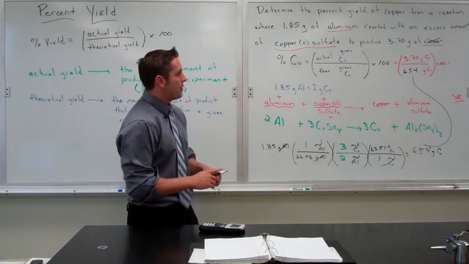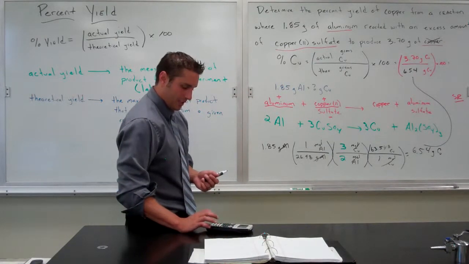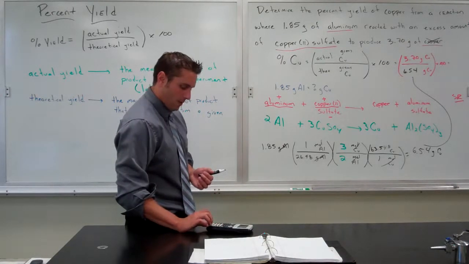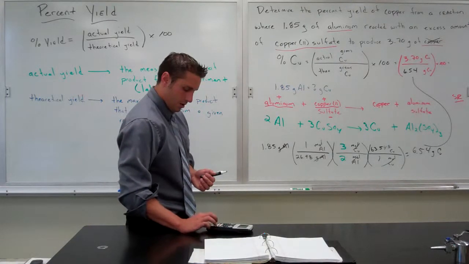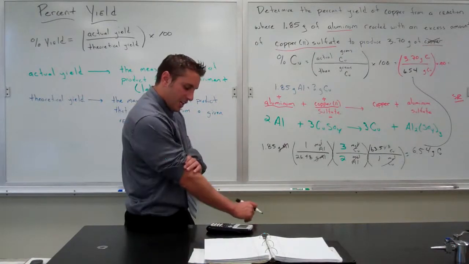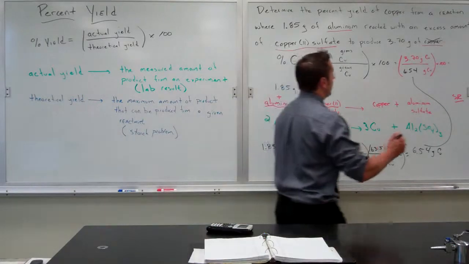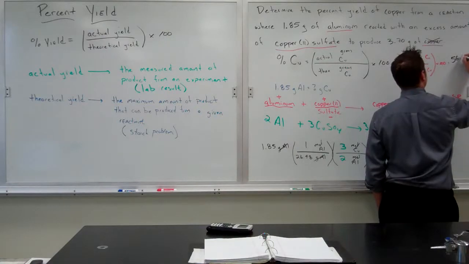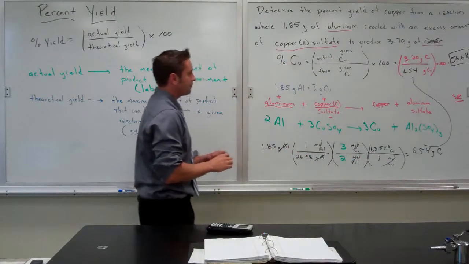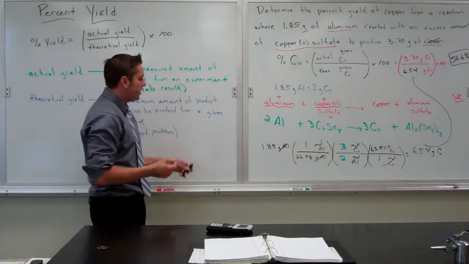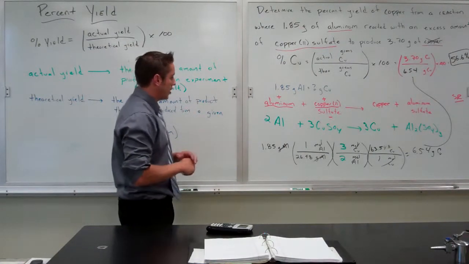I actually only got 3.70. So to get my percent yield, I just do that last little math problem. I divide 3.70 by 6.54 times 100. And I get 56.5749. I only get 3 sig figs, so it looks like we have 56.6% yield of the copper. And for some reactions, that would be pretty good. In, I'd say, most reactions, that wouldn't be a very impressive percent yield for what's going on.